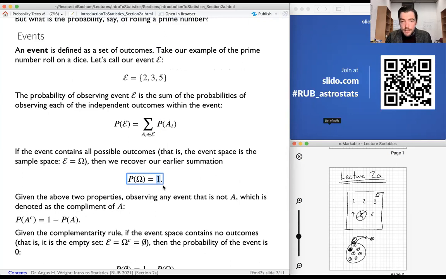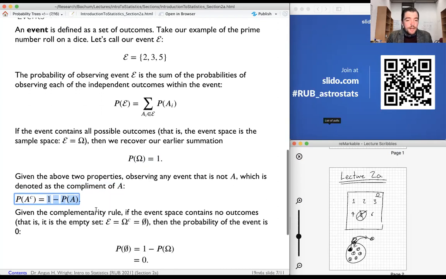Because of these two properties, we can also define the probability of observing any event that isn't A. If I define an event A, which is, say, the number 1 on a die, then the probability of observing not 1 is what's called the complement of A, or the complement of the event. By definition, given these two properties, the probability of the complement of A is 1 minus the probability of A, given independent observations.